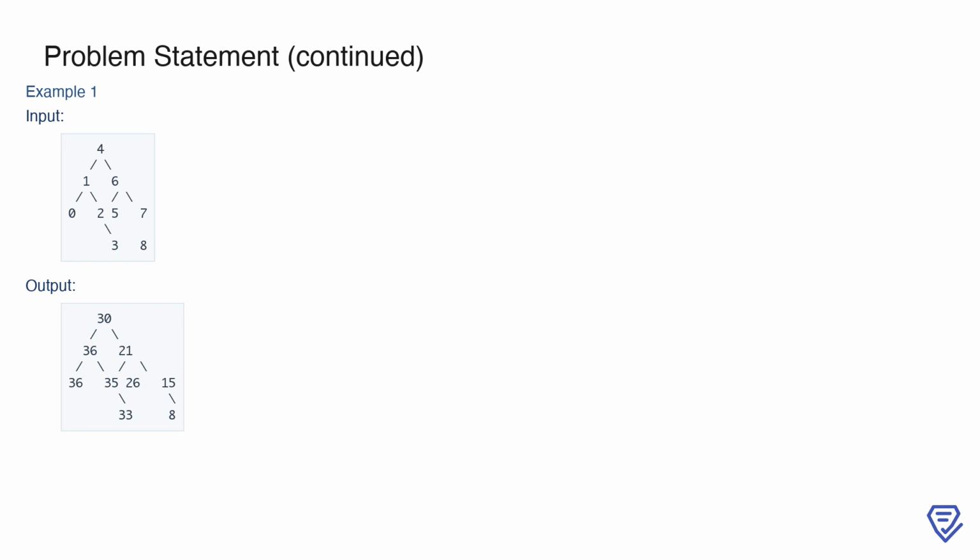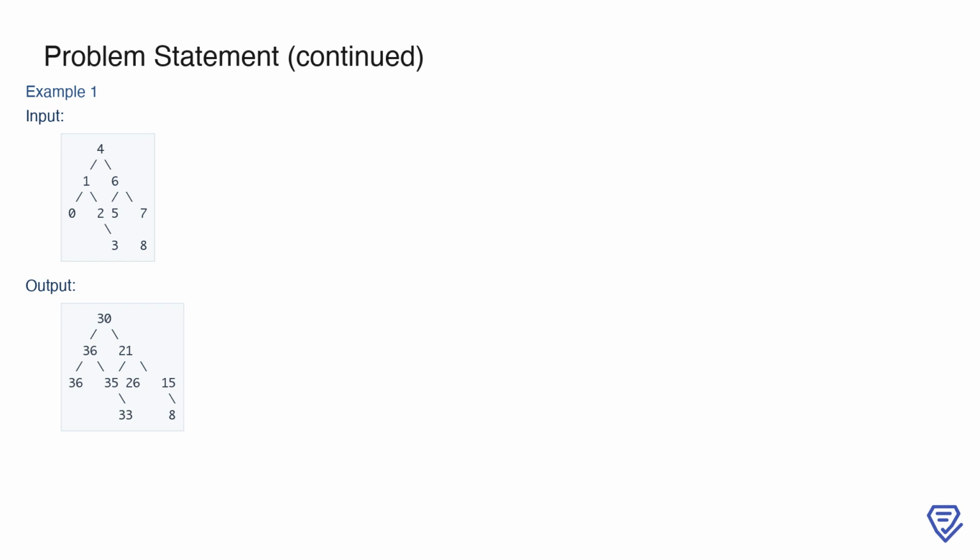Let's walk through an example to understand this better. Suppose the input tree looks like this. The root is 4, with left and right children 1 and 6, respectively. Node 1 itself has children 0 and 2, while node 6 has children 5 and 7. Node 2 has a right child 3, and node 7 has a right child 8.